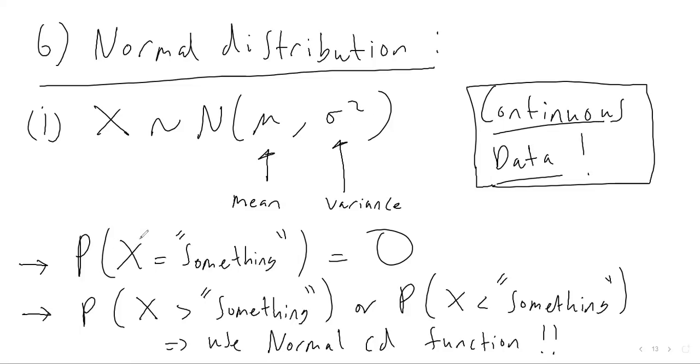Remember, the probability that x equals something is 0 because we've got continuous data. So there's infinitely many possibilities, and the probability you pick one thing out of infinitely many possibilities is just 0. The probability that x is greater than something or x is less than something, you can find using the normal CD function in your calculator. So hopefully you're all fine with that.